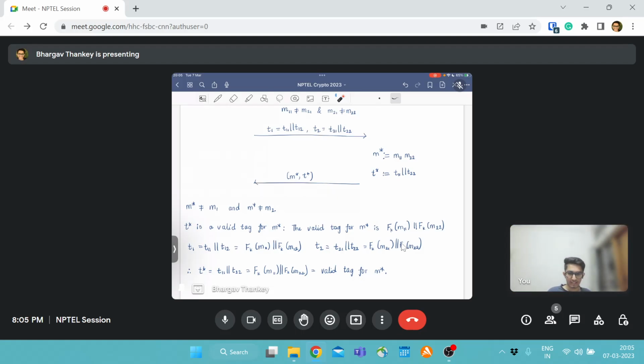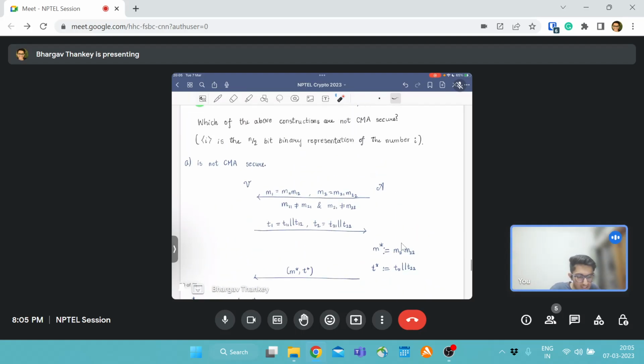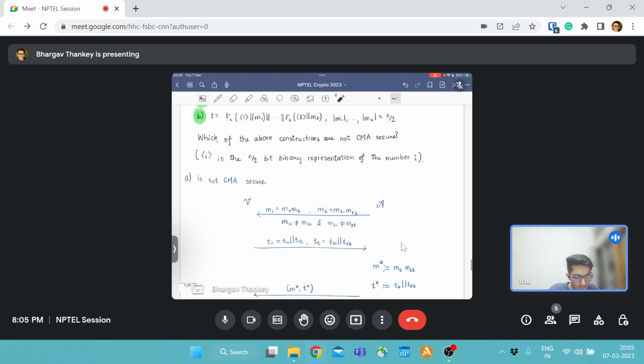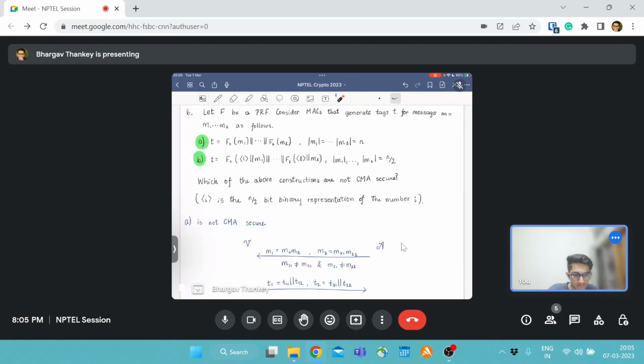Yes, sir. Sir, in this message M1, you have written M11 and M12. Are these blocks of this message M1? Right. Yes, so these are blocks of length n for the first scheme. Okay. It means each of the messages M11 and M22 are of length n. Okay, okay. Yeah. Thank you, sir.